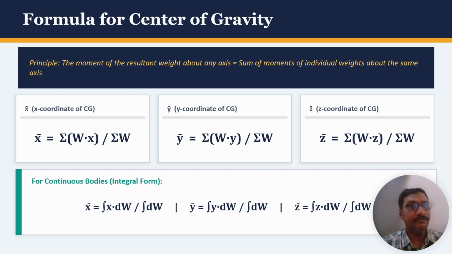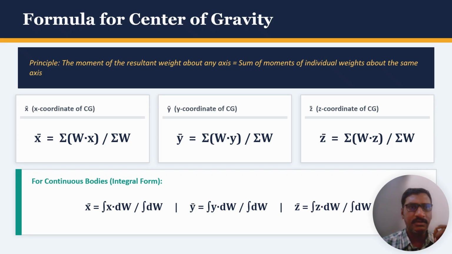This body is made up of a very large number of small elemental particles. Let the i-th particle have weight Wi and be located at position coordinates xi, yi, zi with respect to a chosen reference frame, and that is our x, y, z axes. Now we apply the principle of moments, which is one of the most powerful principles in engineering mechanics. It states that the moment of the resultant force about any axis is equal to the sum of the moments of all the individual forces about the same axis.